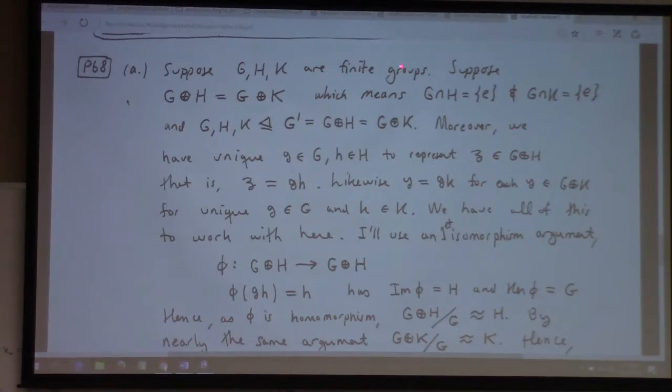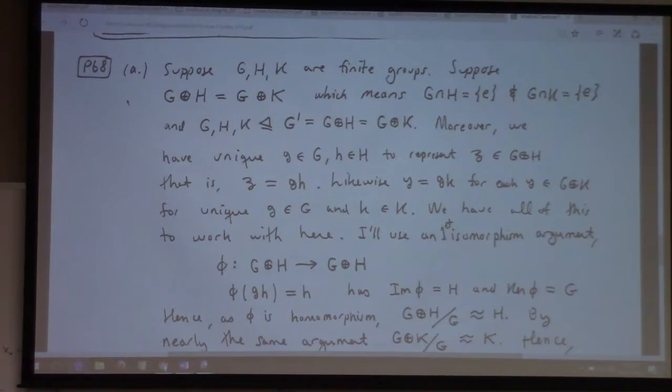So suppose G, H, K are finite groups. You have the internal direct product of G and H, and the internal direct product of G and K, and people would dispute my notation, but whatever. I do mean internal direct product here. In other words, the intersection is the identity. They're normal subgroups of some supergroup G prime, and they're equal. I don't know if I need all that. I'm just reminding what I mean by that notation.